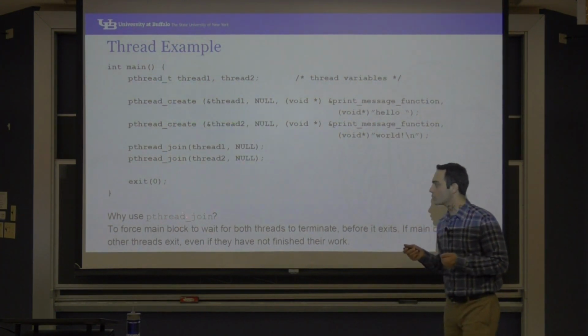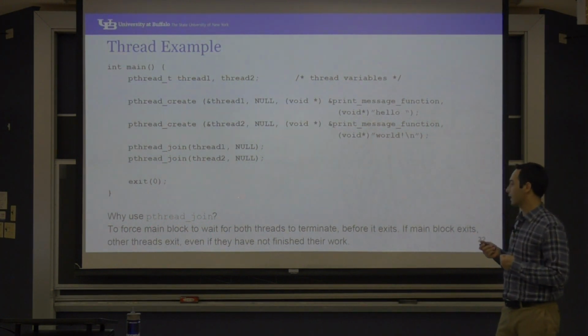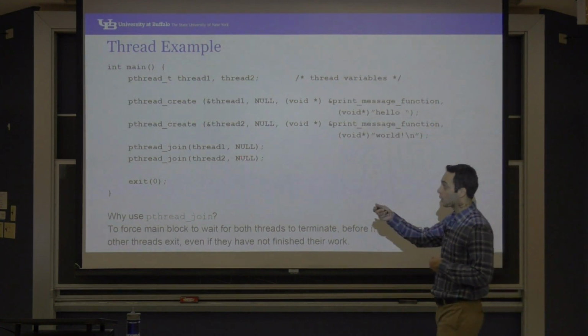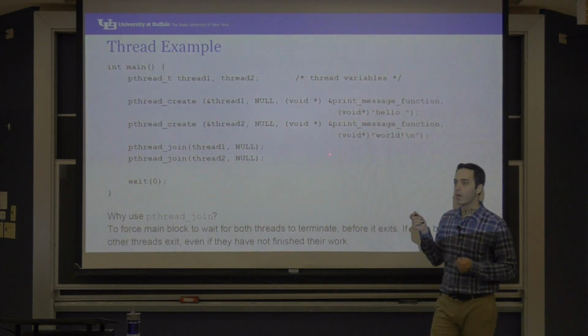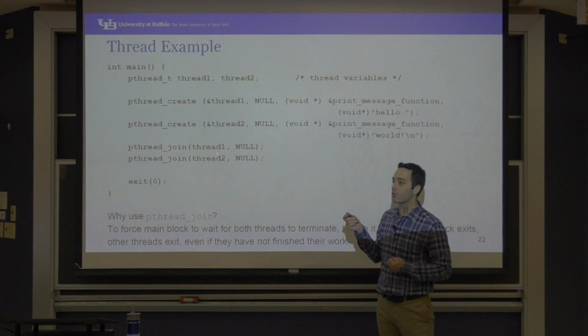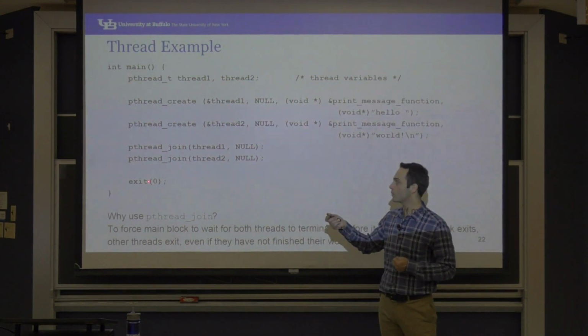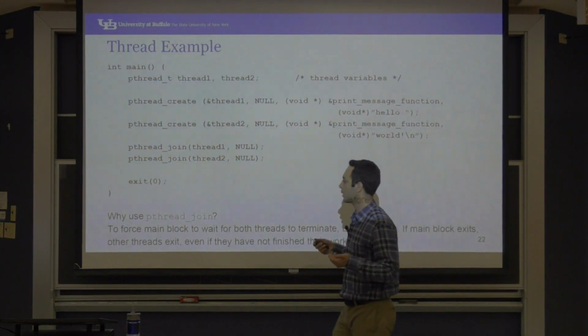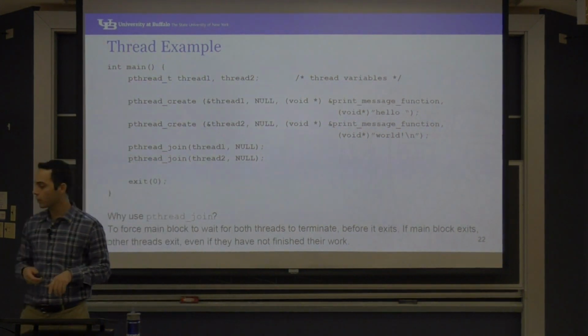So the reason we use pthread_join is to force the main block to wait for these two before exiting. Otherwise they might not finish. Remember, by this we are not guaranteeing the order of execution between these two. We are waiting for them in this order. By the time we are waiting for thread 1, maybe thread 2 has already finished. Then we immediately skip this line because it's finished. But at least by running both of them, we make sure that we wait for both of them. All right?